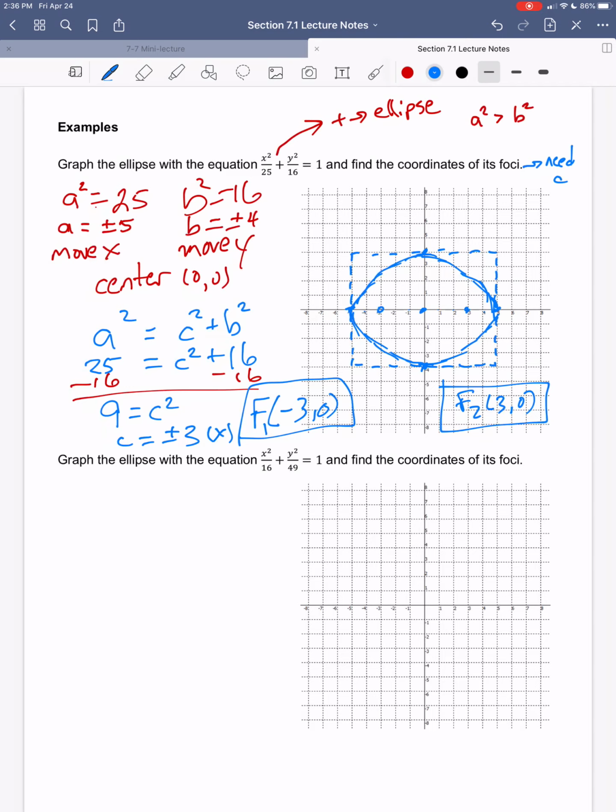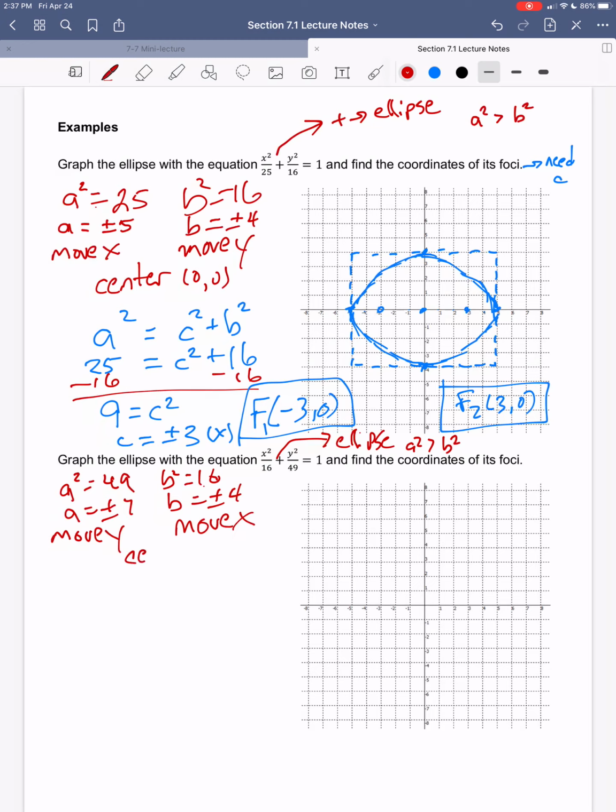So this next one now, same sort of thing. Since it's a plus here, that means it's going to be an ellipse. So I have to have a squared greater than b squared. So for this problem then, a squared is going to be 49 and b squared is going to be 16. So a will be plus or minus 7 and b will be plus or minus 4. But this 49 came with the y. So the 7, that's how far I'm going to move in the y direction, and the 4 is how far I'm going to move in the x direction.